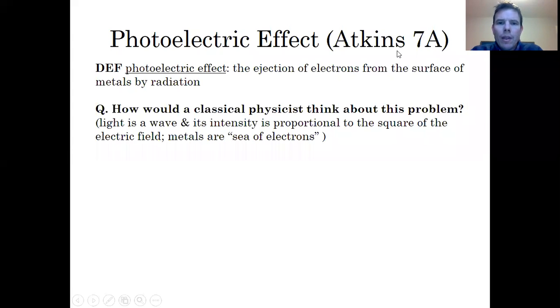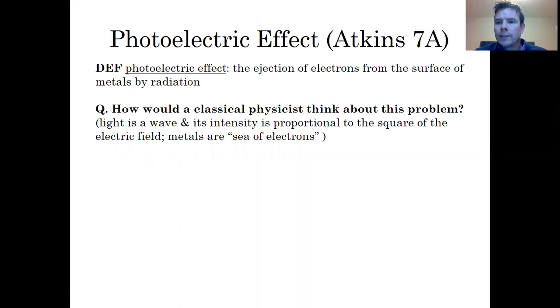Okay, our last example of a classical failure is the photoelectric effect, described in Atkins 7a. So what is the photoelectric effect? Essentially, it is the ejection of electrons from the surface of a metal by radiation. So I take a UV light, I shine it on a metal surface, and I can measure some current out in space. I eject electrons and can measure some current.